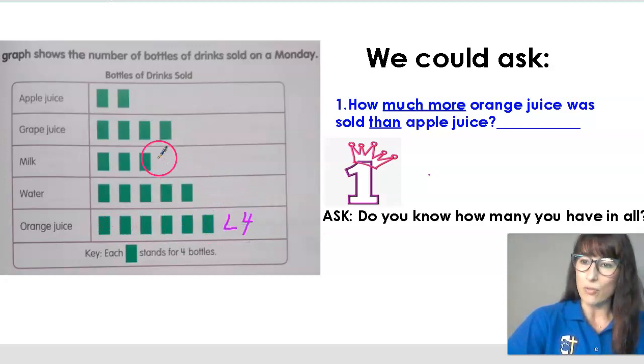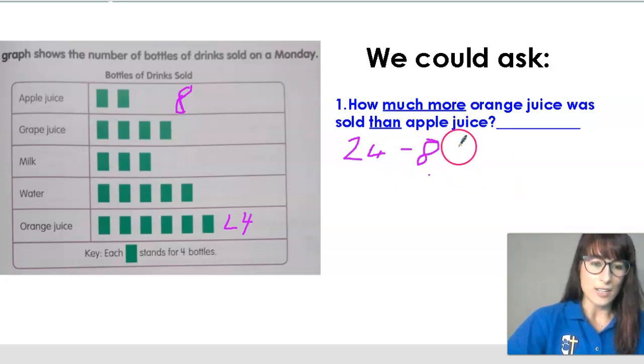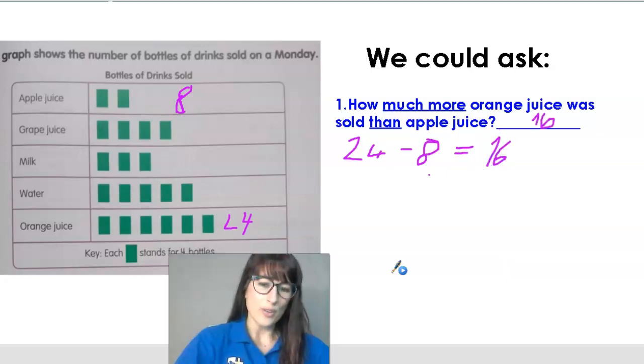And how many did we have of apple juice? We have 2 multiplied by 4 is 8. So I needed to find out the total first, how many we have in all, in order to be able to compare, right? Because I can't be comparing without numbers. That's why I need to ask the question first. How many do I have in all? Very good. So now we know that 24 and 8 are the numbers I will be working with. So let's put the big number first, the number that's greater, 24 minus 8. That will give me the answer, and the answer is 16.